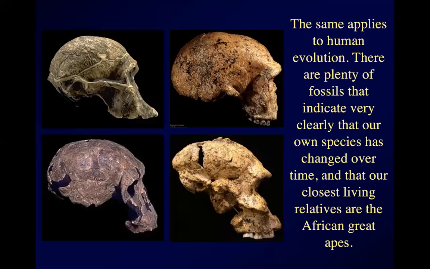And the same applies to human evolution. We've got lots of fossils, and we keep finding more that indicate that our own species has changed over time. These are 4 different human relatives. We've got Australopithecus africanus, Homo rudolfensis, Homo heidelbergensis, and Australopithecus robustus. They're related to us more closely than any living species is. They look somewhat human-like, but not entirely. The faces tend to project more, and the brain cases are not as large. And they indicate that our closest living relatives are the African great apes, that we branched off from chimps roughly 5.5 million years ago. And we've got some fossils that are very close to that time frame.